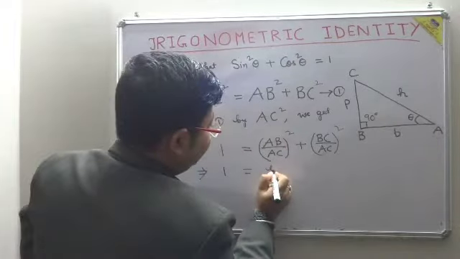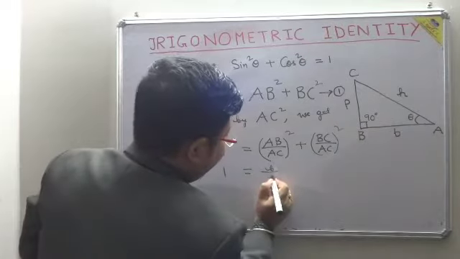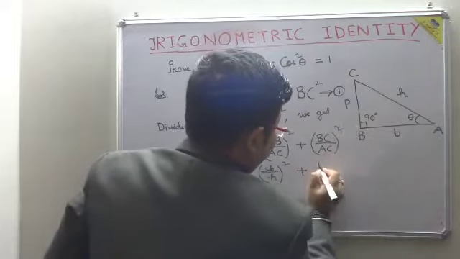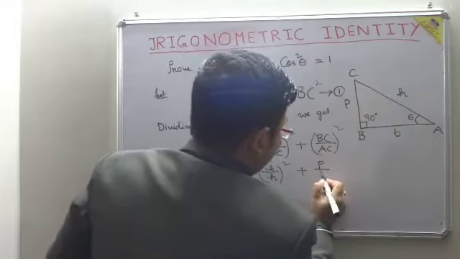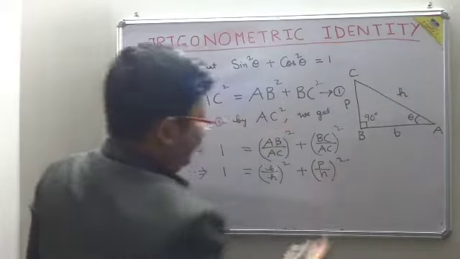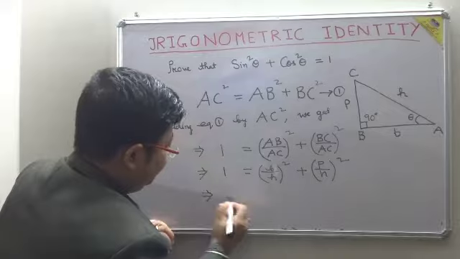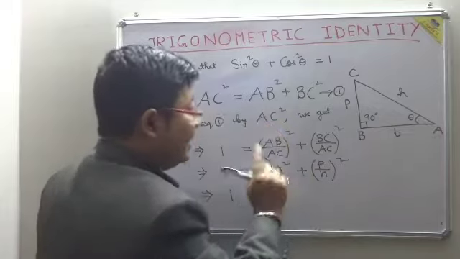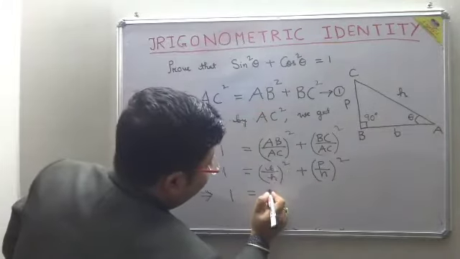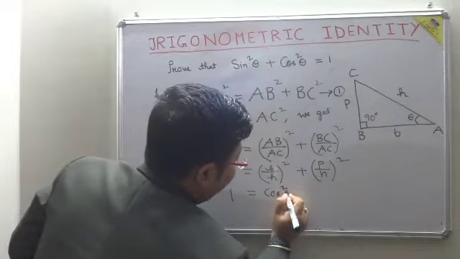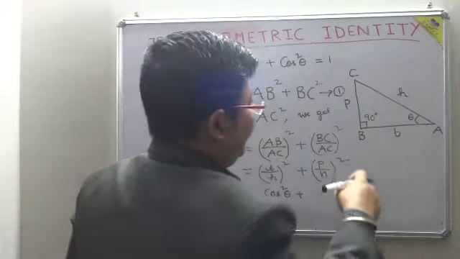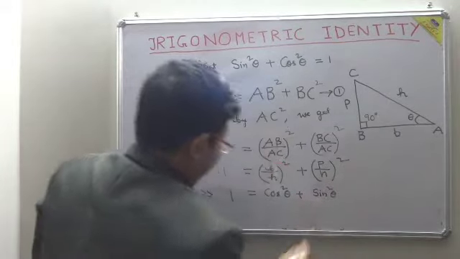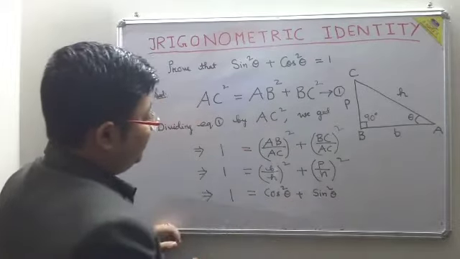AB means base, AC means hypotenuse, whole square, plus BC means perpendicular, AC means the same hypotenuse, whole square. Have you understood? Base by hypotenuse, some people have curly brown hair, B by H means cos theta. So it will be cos square theta plus, some people have, sin square theta. So we get sin square theta plus cos square theta will be equal to 1.